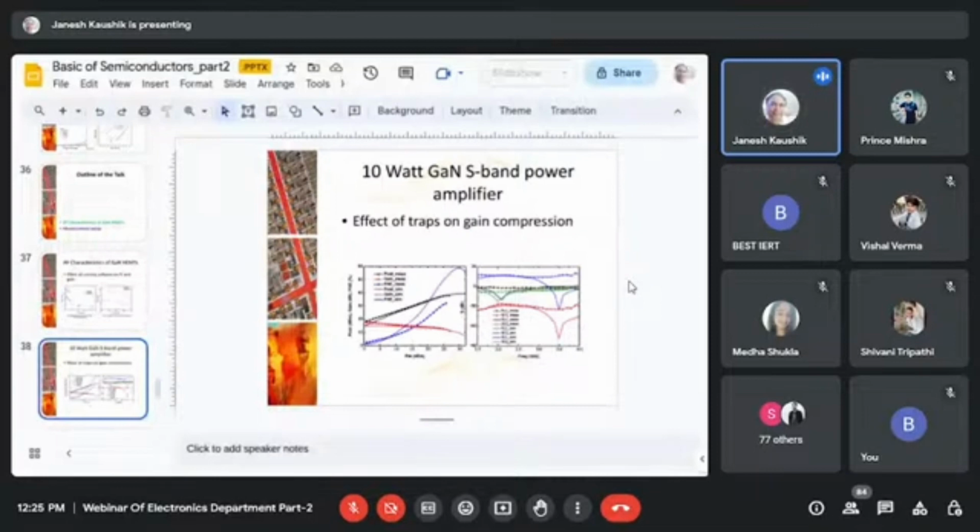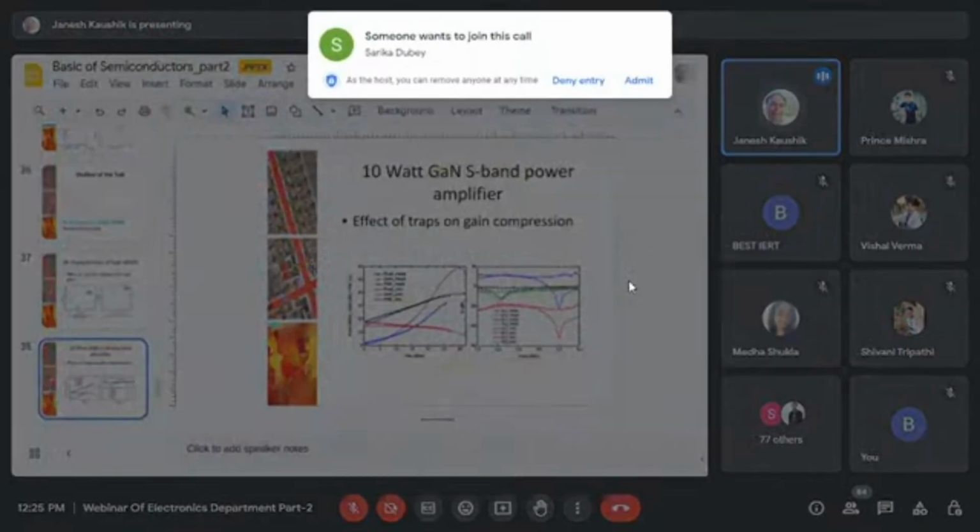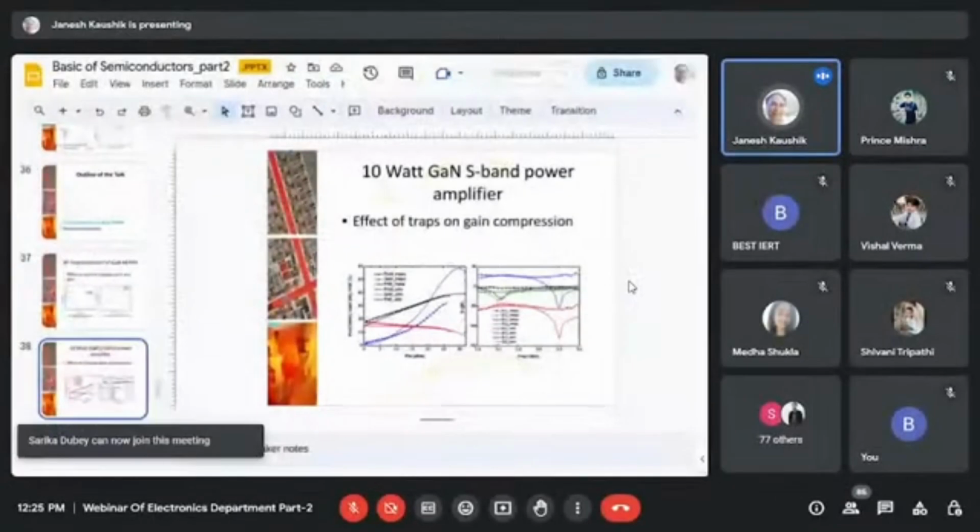So here, what I was saying is that 1 dB compression comes at the milliwatt level, but here we are getting 10 watt at 3 dB compression. So 3 dB compression will give a more non-linear effect, but still we can use it where the application allows.